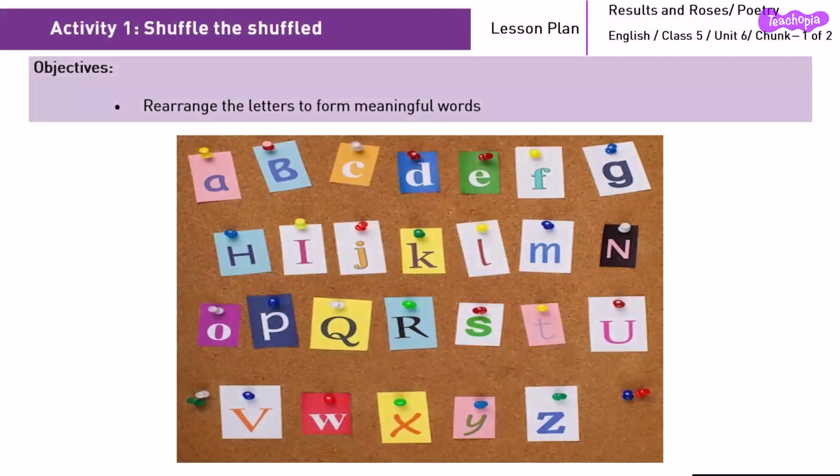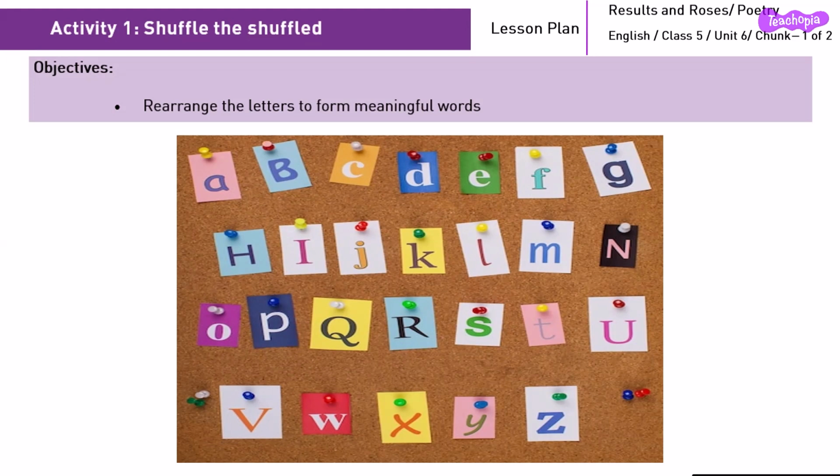This activity is known as Shuffle the Shuffled, and its objective is to rearrange the letters to form meaningful words. As we know, children of grades 4 and 5 need more attention in framing meaningful words from letters by recognizing the letters, and also in knowing the meaning of the words they recognize. Hence, this can be a good activity to be transacted in the classroom. The activity is very simple and easy to transact.